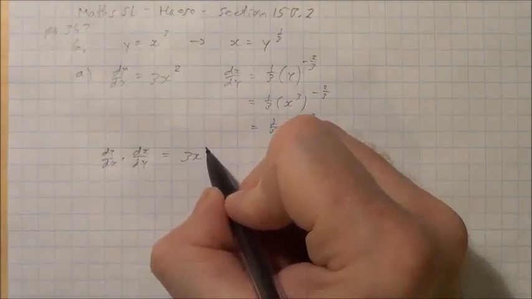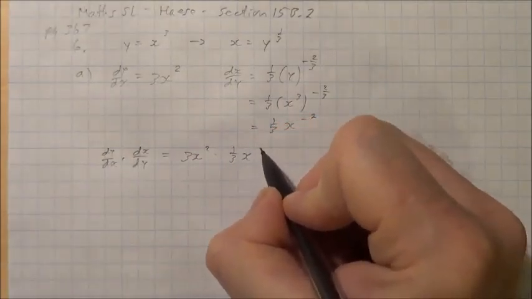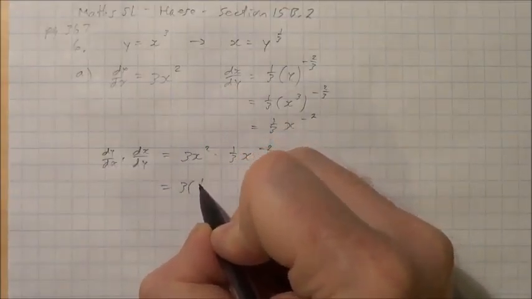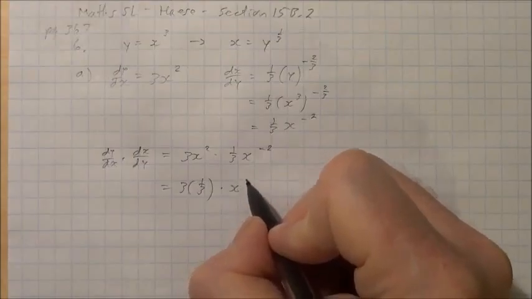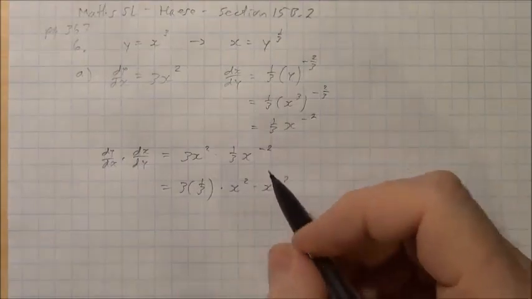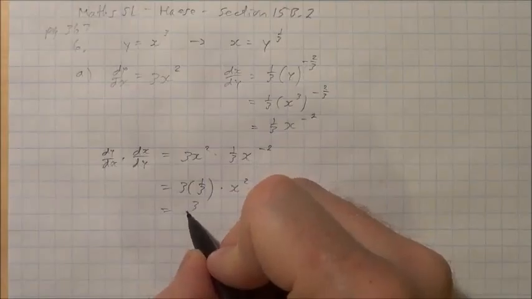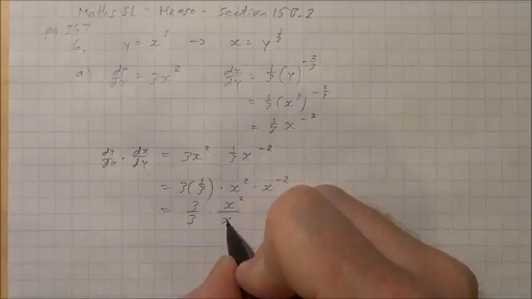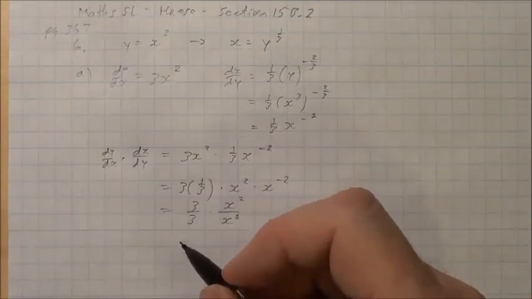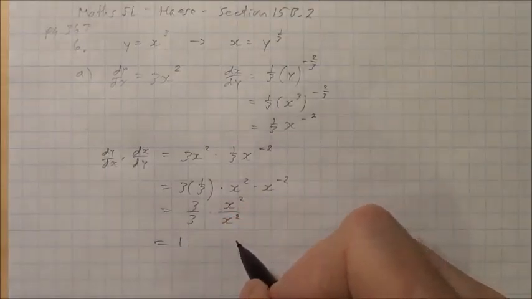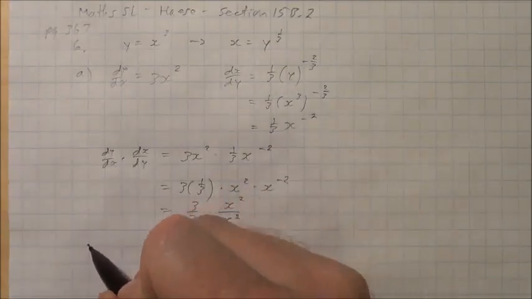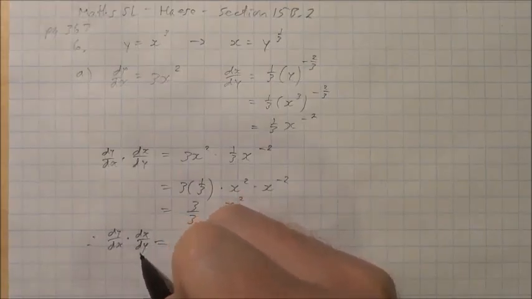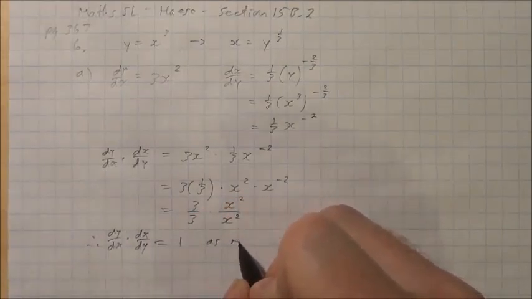we see that 3x squared multiplied by 1/3 x to the negative 2 gives us 3 times 1/3 times x squared multiplied by x to the negative 2, and 3 times 1/3 is just 3 over 3, x squared times x to the negative 2 is just x squared over x squared, and we see that all of that just equals 1. So therefore, dy by dx multiplied by dx by dy equals 1 as required.